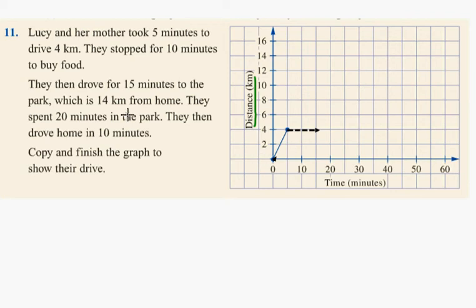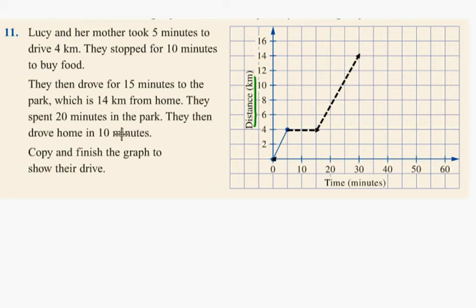Okay, they drove for 15 minutes. When you drive for 15 minutes, how many blocks are you going to end up across? Remember, each block is worth 5. So 5, 10, 15. All right. How much distance did we cover? We're 14 kilometers from home, so that means we should go to the 14 mark. And that will put us there. 14 kilometers from home after another 15 minutes of driving.